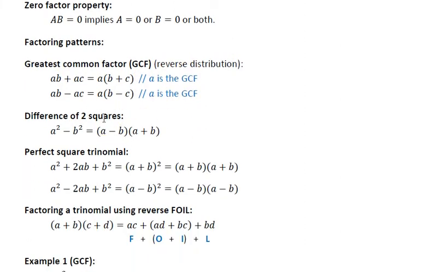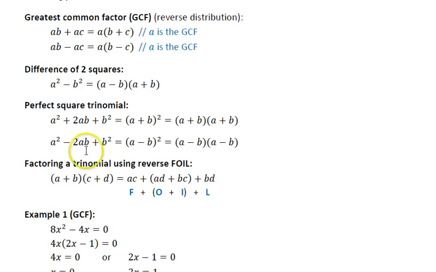We'll use difference of 2 squares. A squared minus b squared becomes the product of 2 binomials, a minus b times a plus b. There are 2 perfect square trinomial patterns. A squared plus 2ab plus b squared becomes this binomial squared, which is the product of the binomial times itself. It's a product. And its cousin pattern has a minus here. And you get the minus squared.